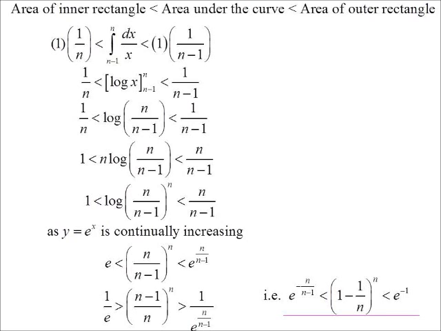I don't know why they wrote it as negative n on n minus 1. Personally, I would have preferred n on 1 minus n, just because I don't like the negatives, but that's just me. So that's the idea of using areas, I suppose, to prove inequalities.